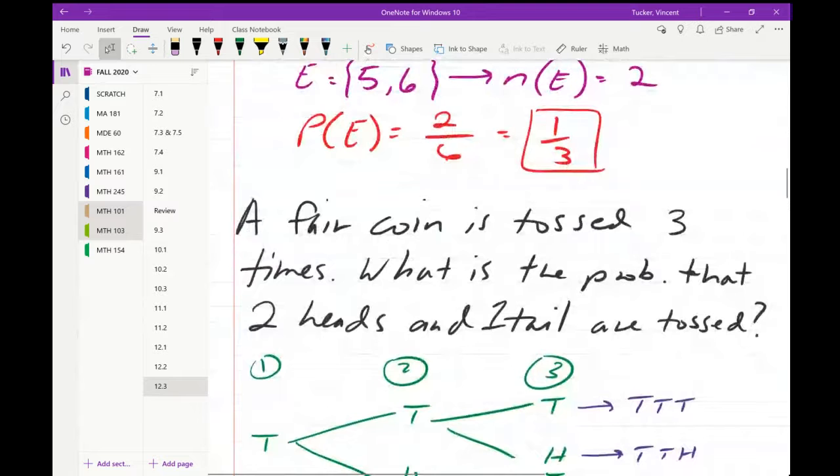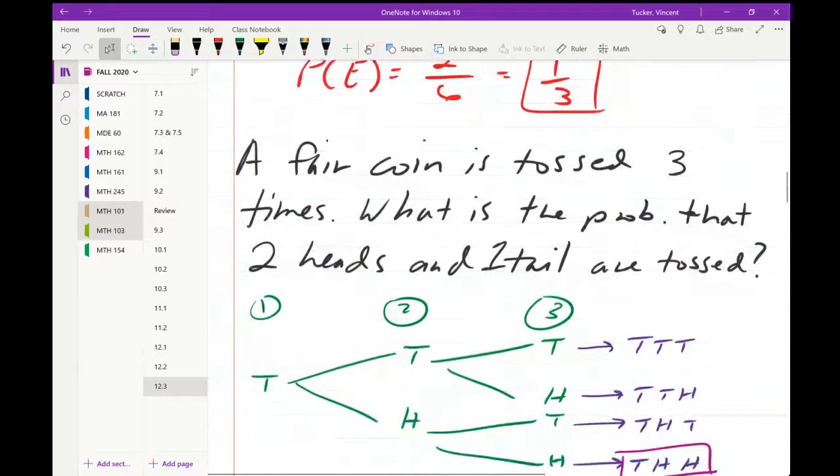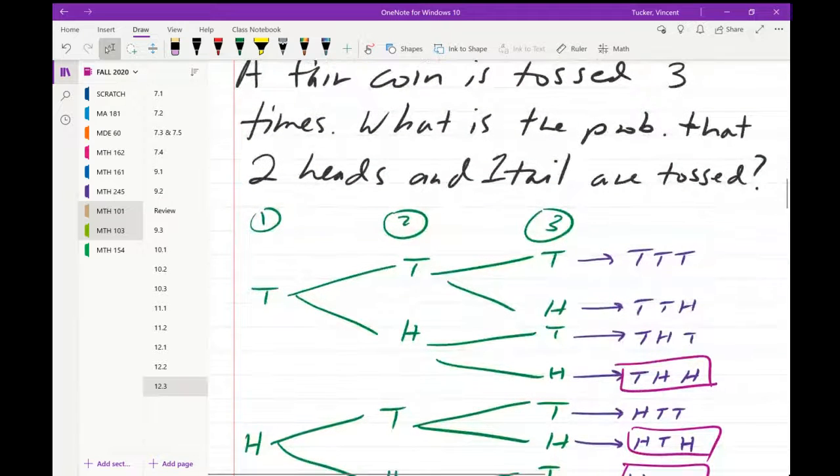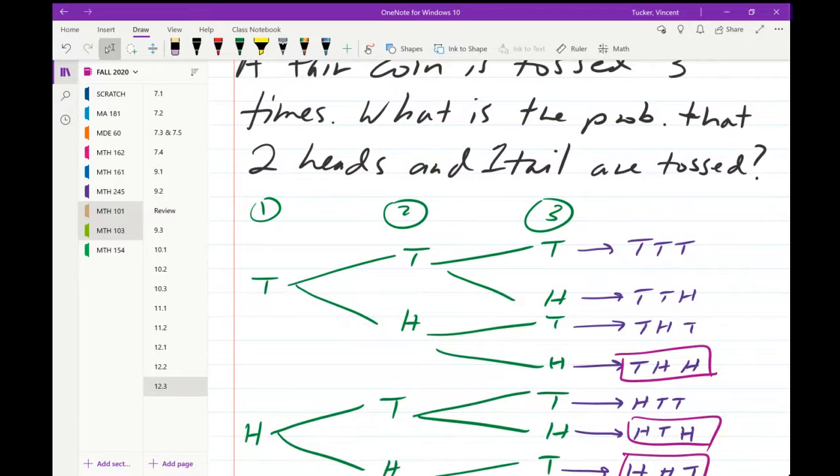All right. So let's look at this next one. A fair coin is tossed 3 times. What is the probability that 2 heads and 1 tail are tossed? So remember from, I don't know if it was last section, might have been the first section, when we created the tree that gave us our 2 options every time we perform the experiment.